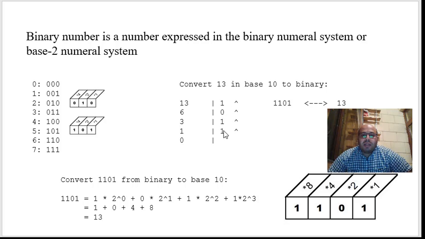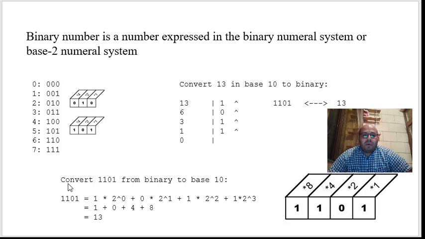By writing the remainders from down to up, converted to left to right, we get 1 1 0 1 in binary. This number in binary, which is base 2, means 13 in base 10, or decimal.